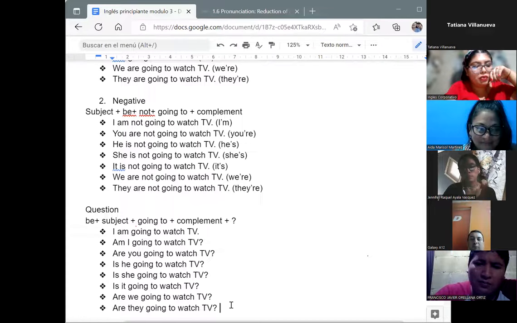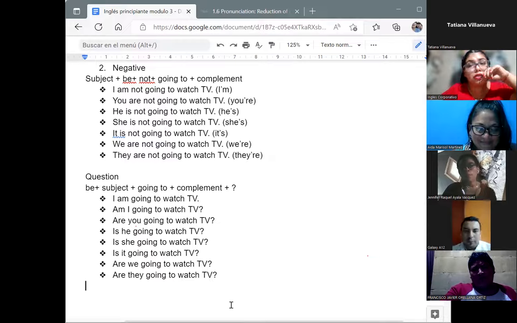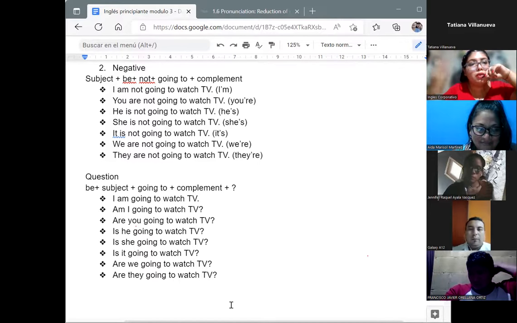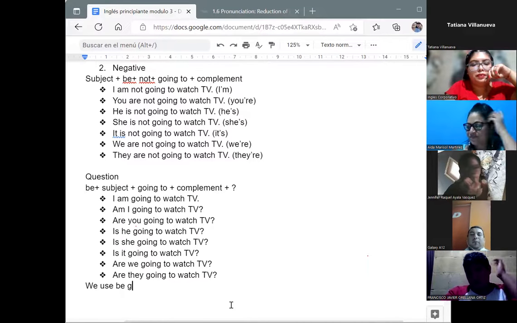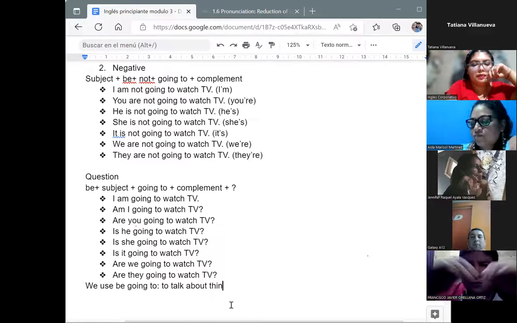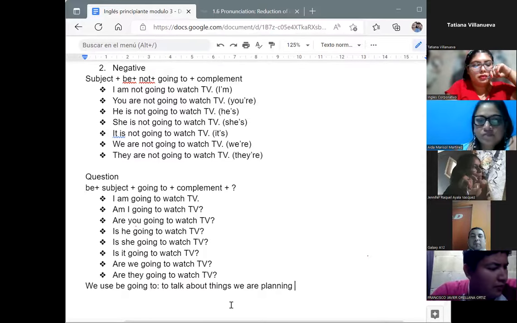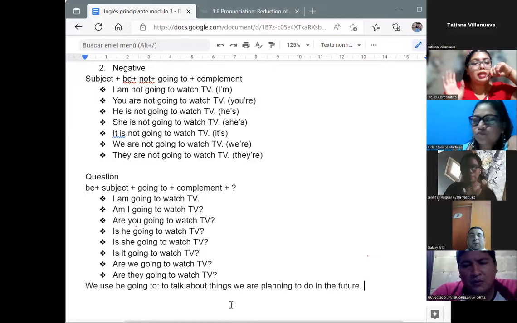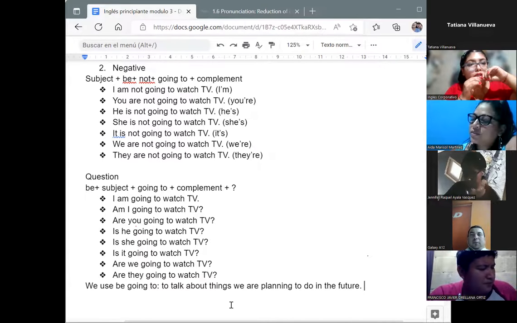Now, we are going to write just the use in this case because you asked about the use of the going to. And in this case, I'm going to write it here because you need to keep in mind what is the use of the going to. So here we use be going to. And we're going to write to talk about things we are planning to do in the future. So here we have para cosas que estamos planeando hacer en el futuro. That is the use that we are going to give to the be going to.